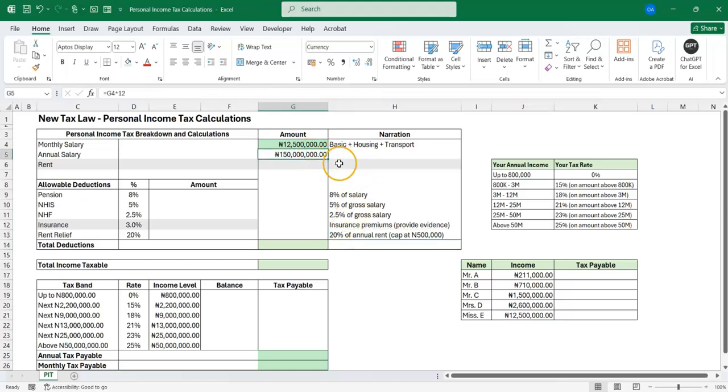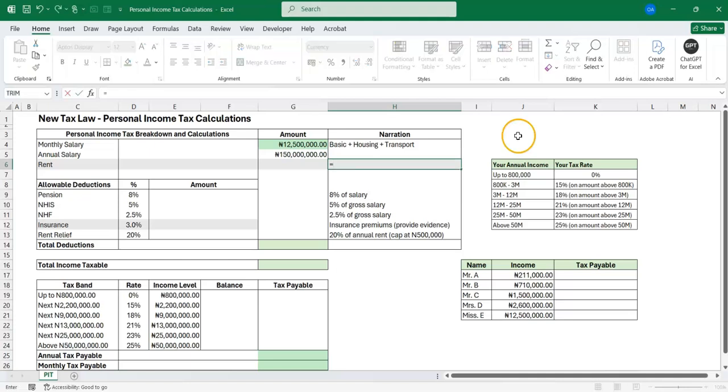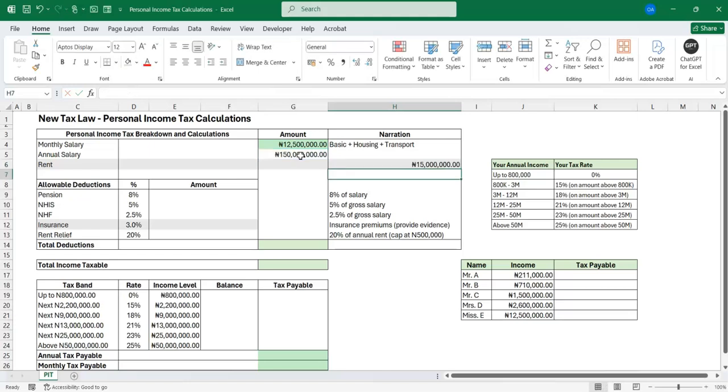earns 150 million naira annually. I want to say that maybe 10% of our annual income is rent. It's just an assumption. I would say, okay, this amount times 10%, taking it as annual rent, and then we see that Mrs.